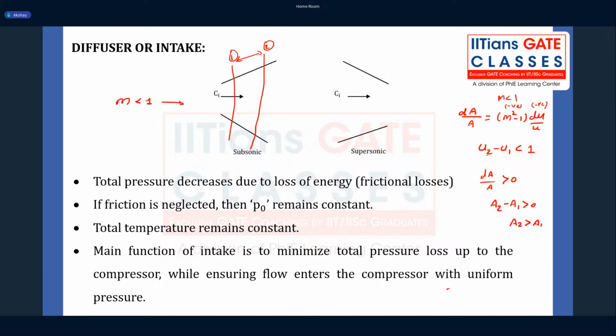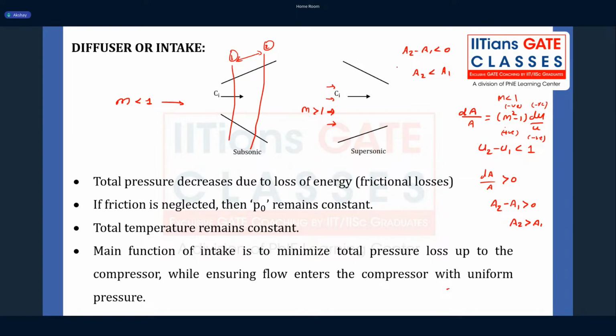The same argument you can go on and apply if you have a supersonic flow in a duct. What should be the shape of my duct so that the flow decelerates? The same argument applies, but here the Mach number is greater than 1. So this quantity is positive and this quantity is still negative because we want deceleration. So the overall quantity becomes negative, meaning A2 minus A1 is negative, so A2 is less than A1. That means I have to have a converging duct, right?